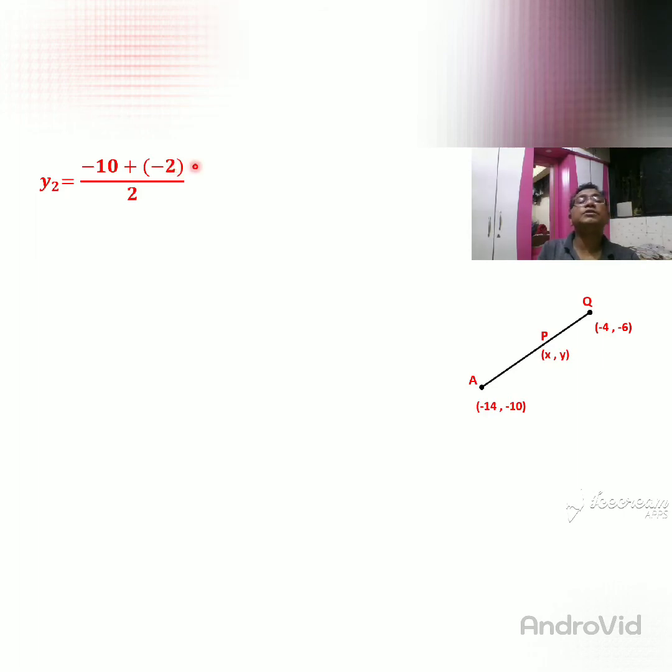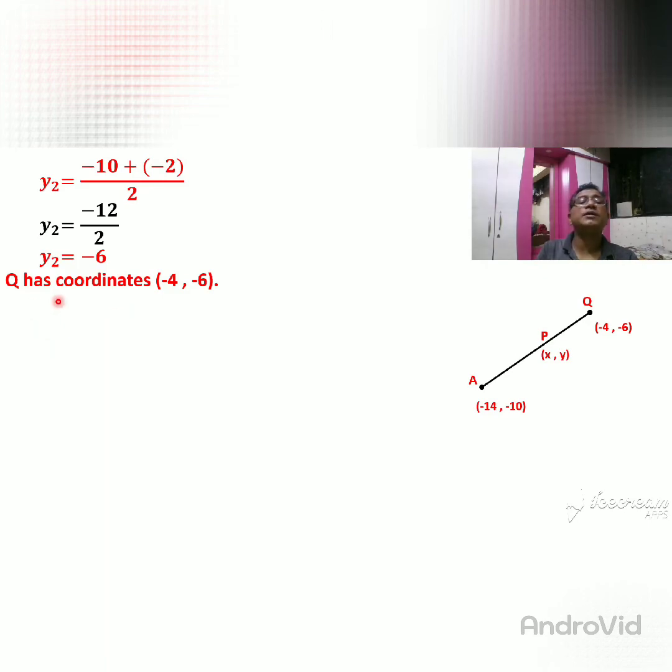10 plus 2, what are you getting? Minus 12. So minus 12 upon 2. So y2 is equal to minus 12 upon 2. 2 divides 12. So what do you get? 6. So y2 is equal to minus 6. So here y2 is equal to minus 6. We write it here. Okay. So the Q point's coordinates.